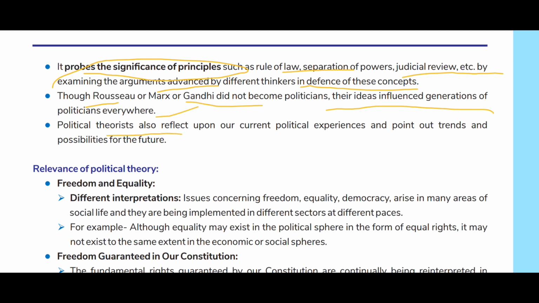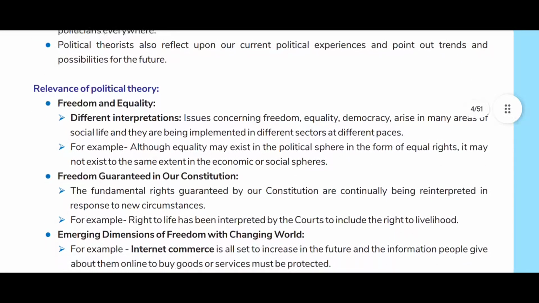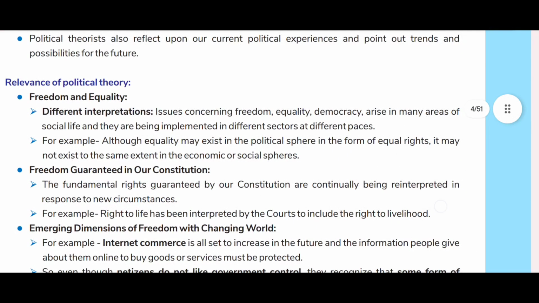Political theories also reflect upon a current political experience and point out trends and possibilities for the future. Relevance of political theory: freedom and equality. Different interpretations, issues concerning freedom, equality, democracy arise in many areas of social life and they are being implemented in different sectors at different places. For example, although equality may exist in the political sphere in the form of equal rights, it may not exist to the same extent in the economic or social spheres.